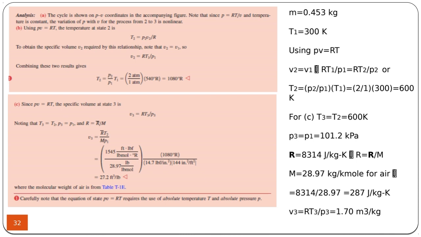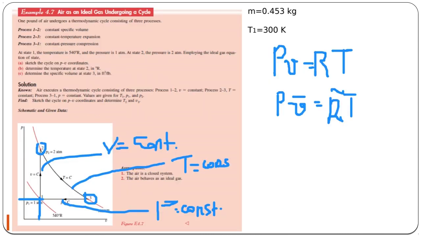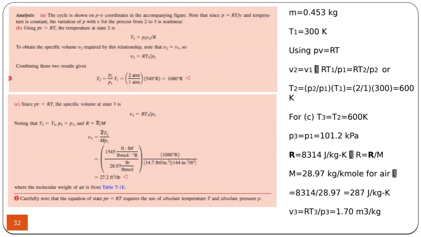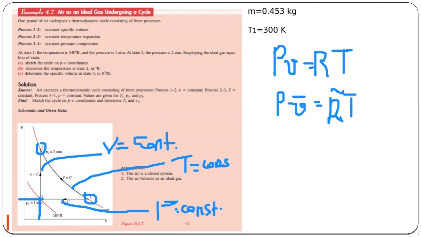Initially, it was 300 Kelvin. So when the process is done under constant volume, at the end of the process the temperature becomes 600, from 300 to 600. How about the second process? The second process is constant temperature, so the temperature at 3 is equal to the temperature at 1 and 2, which is 600, the temperature that we have just found.